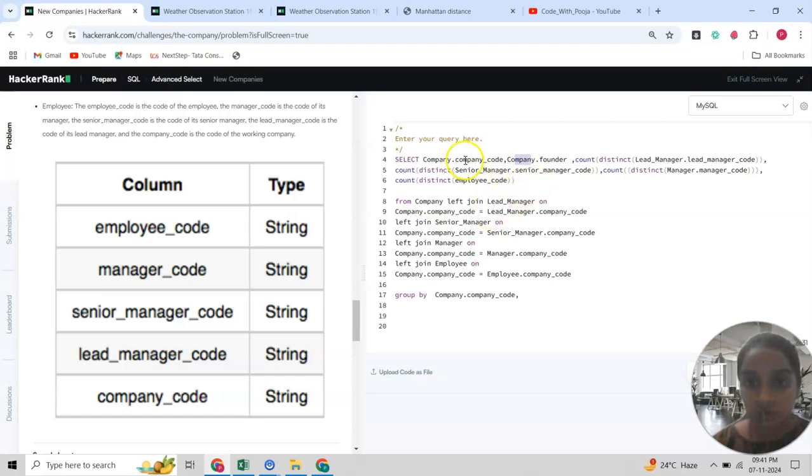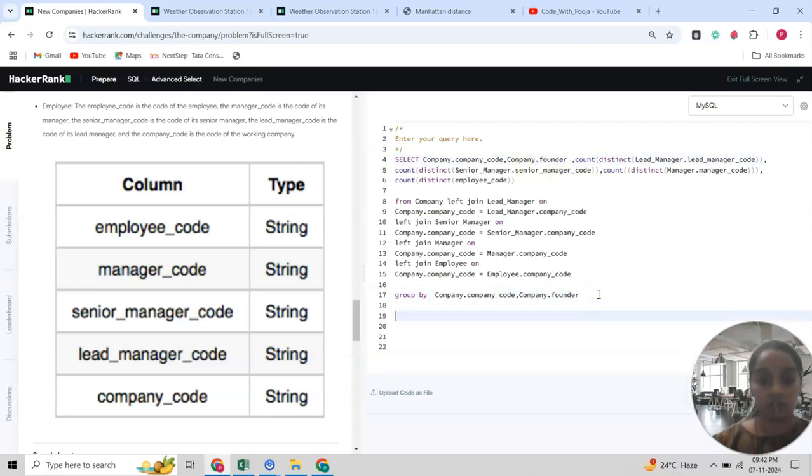Okay, so company founder. Yeah, I am in a group by clause and I have to group by two things. First, I have to group by the company code, so that all the rows belonging to C1 will be together, and then company founder. Why am I using company founder here? Because if I don't take the company founder in this case, it will cause an ambiguity problem.